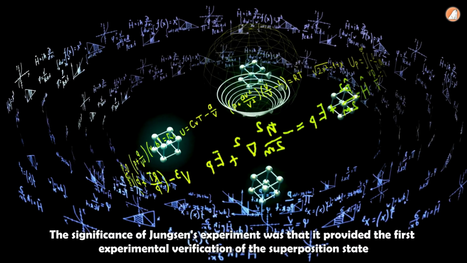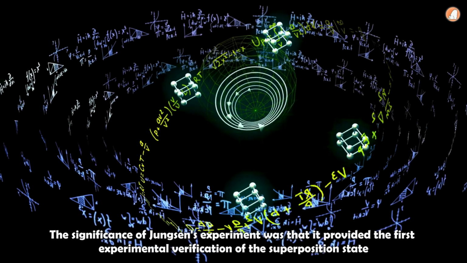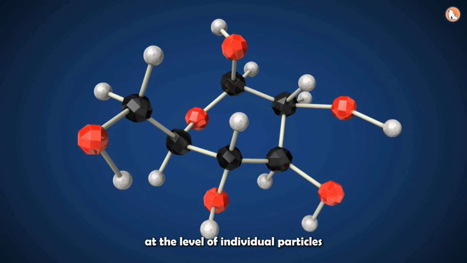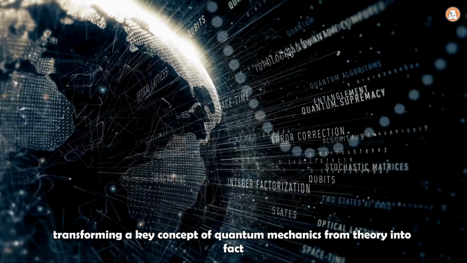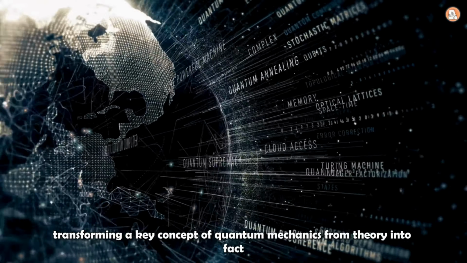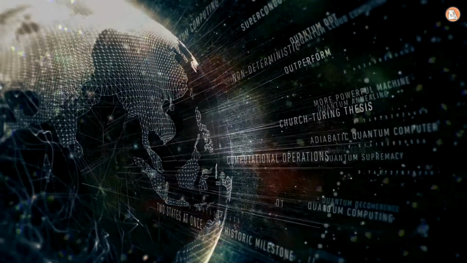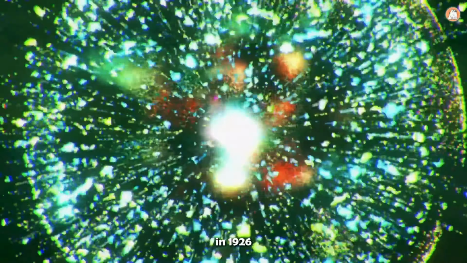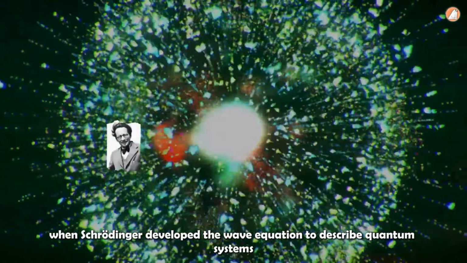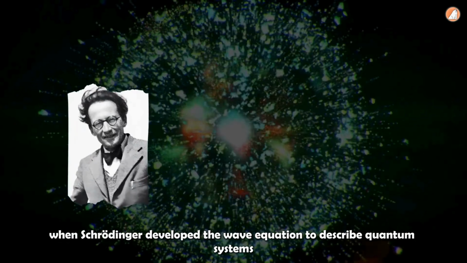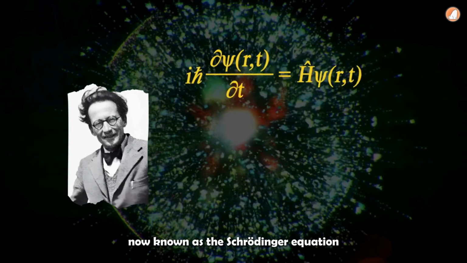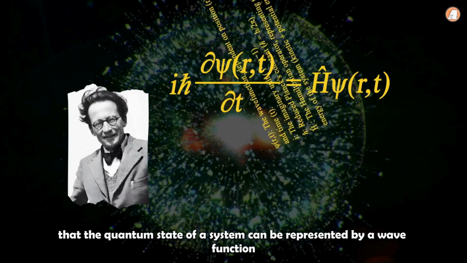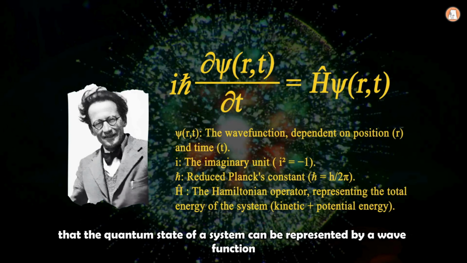The significance of Jönsson's experiment was that it provided the first experimental verification of the superposition state at the level of individual particles, transforming a key concept of quantum mechanics from theory into fact. The idea of the superposition state had been proposed earlier, in 1926, when Schrödinger developed the wave equation to describe quantum systems, now known as the Schrödinger equation. This equation shows that the quantum state of a system can be represented by a wave function.